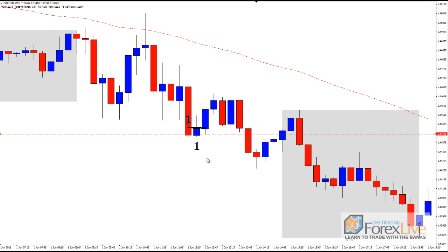Because again, 1 plus 1 equals 2, just the same as our entry, either is a valid entry once a level is hit or it is not. There is no ifs, ands, or buts. It either is an entry or it's not.